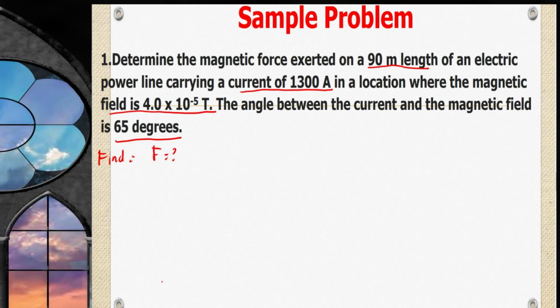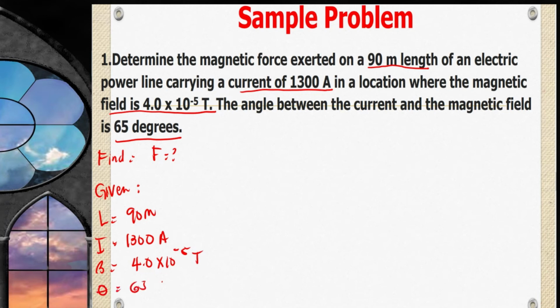So for our given, we have our length, which is 90 meters, your current, which is 1,300 ampere, your magnetic field, which is 4.0 times 10 raised to negative 5 Tesla, and the angle, which is 65 degrees. So using the formula, F is equal to I L B sine theta.